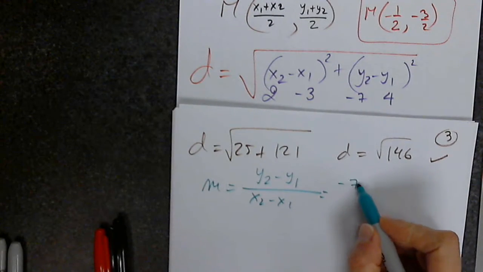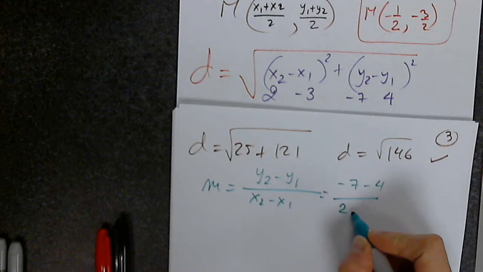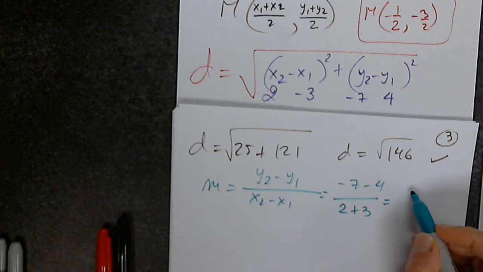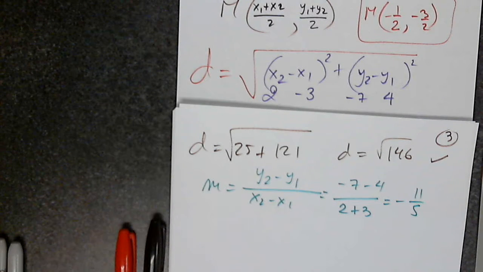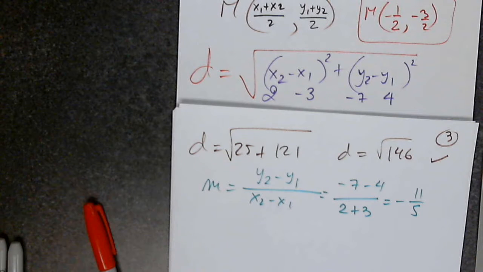Can anyone give us the slope? Negative 11 divided by 5. Do we all agree with negative 11 over 5? Next, I need to find the equation, and it has to be solved for y. So what equation would I have to use?